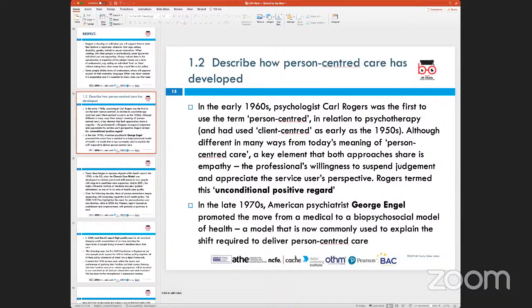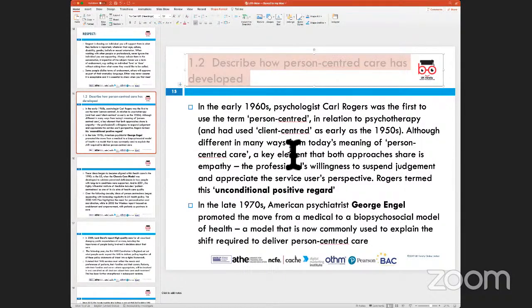Okay, so let's go to the second assessment criteria, which basically talks about how this approach was developed. And as I mentioned to you earlier, while giving you some background on the unit.